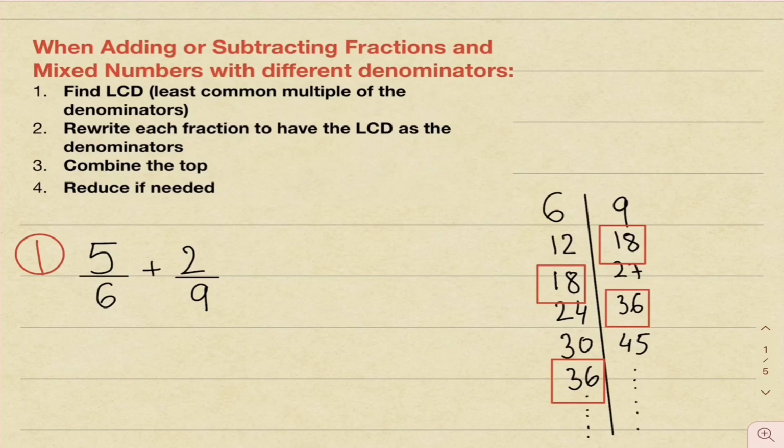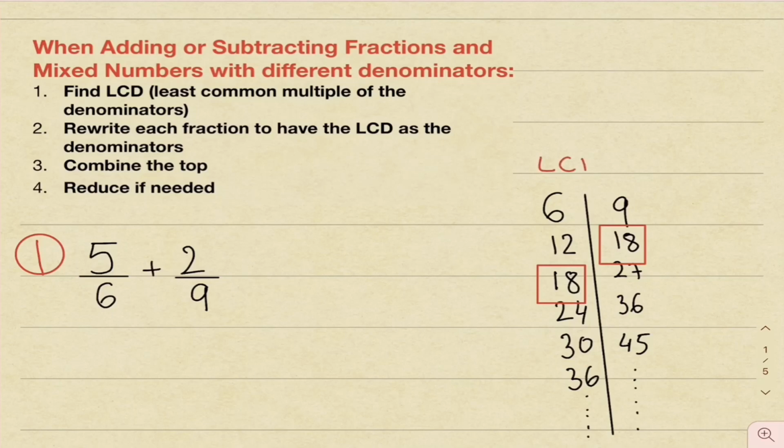There's nothing wrong with choosing 36. But if you choose 36, after you add the fractions, you're going to have to reduce it. So if you choose 36, you're going to end up doing more work. So that's why we always choose the least common multiple, which in this case is 18.